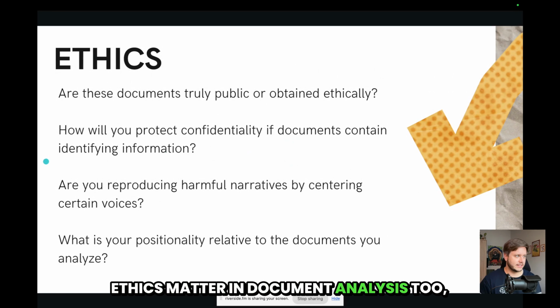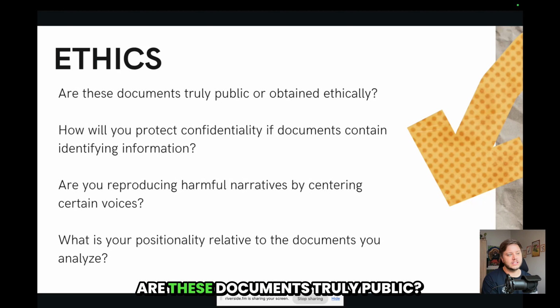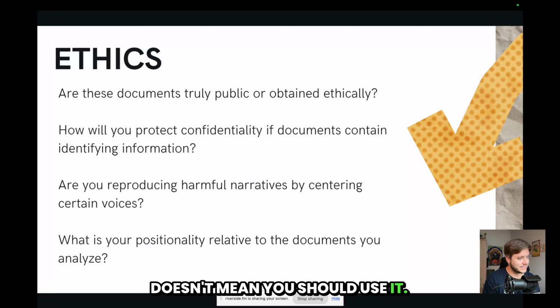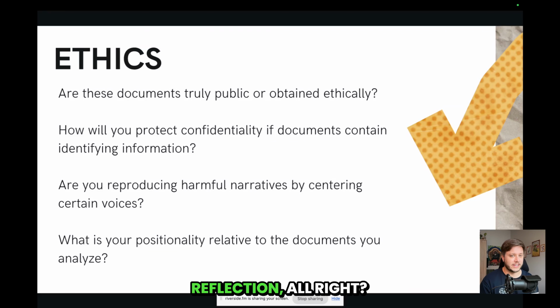Ethics matter in document analysis too, right? Even though you're not directly interacting with human subjects. So think about this. Are these documents truly public? And were they obtained ethically? Just because you can access something doesn't mean you should use it. Think about that. Leaked documents require careful ethical reflection.